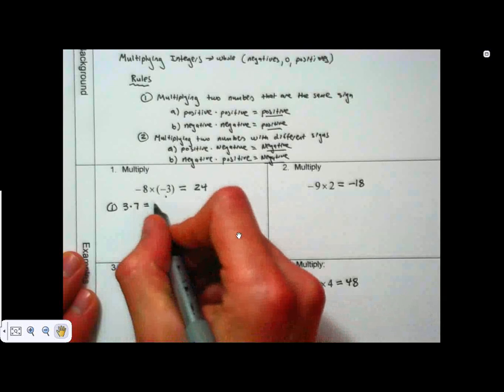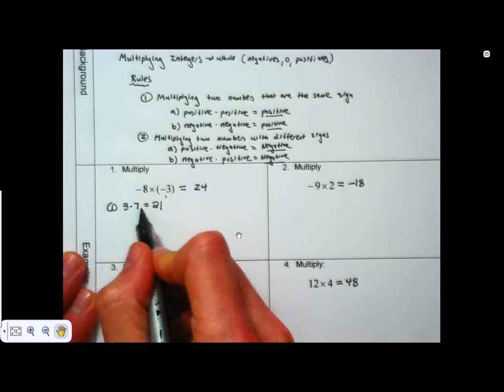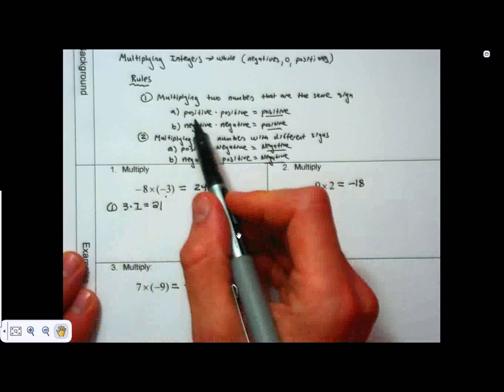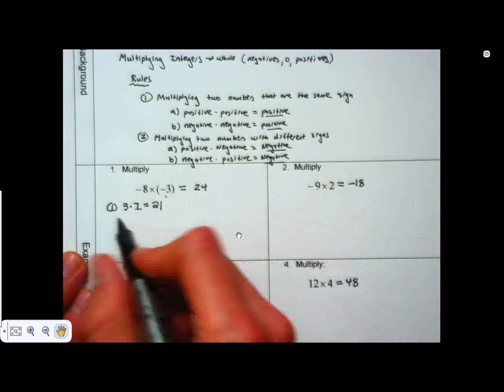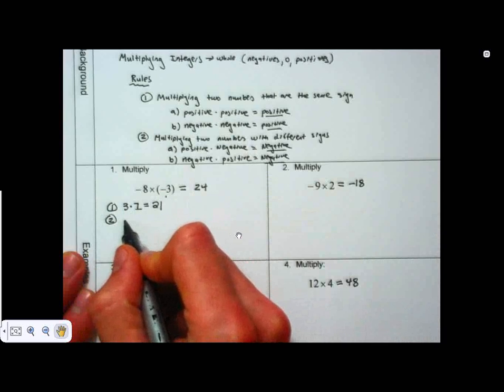Okay, you should have gotten an answer of 21. This time we've got a positive times a positive, so the two signs are the same. That falls in rule number 1. So your answer should have been positive. Number 2.